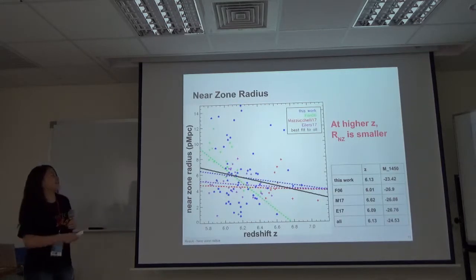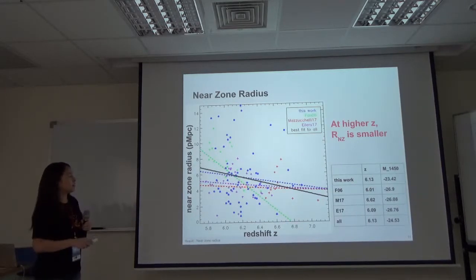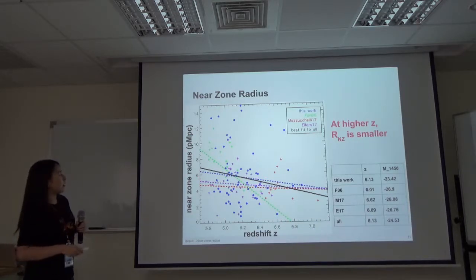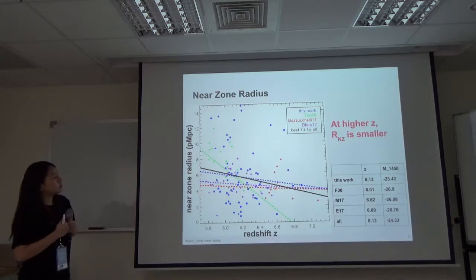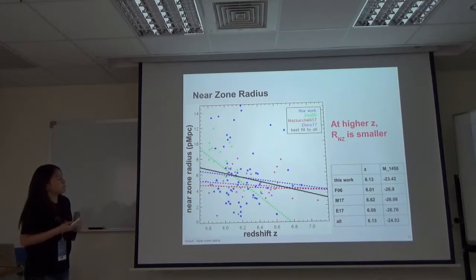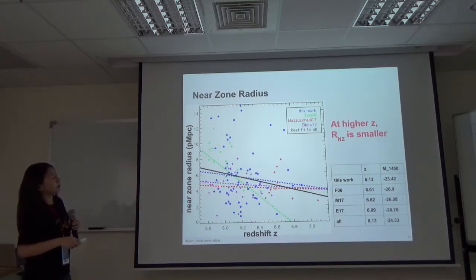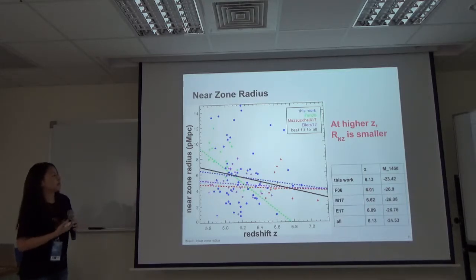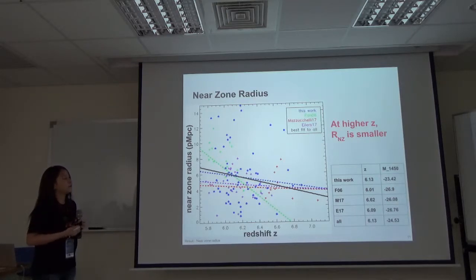And this is the near zone radius. These dashed lines are the fitting to each sample, and the black line is the fitting to all samples. And the green line here is the lower redshift sample, and the red line here is the higher redshift sample. So from here, we do see a small evolution of the radius, but this radius is not only affected by the neutral fraction of the IGM, but also the individual properties of the quasars. So it still needs to be studied.